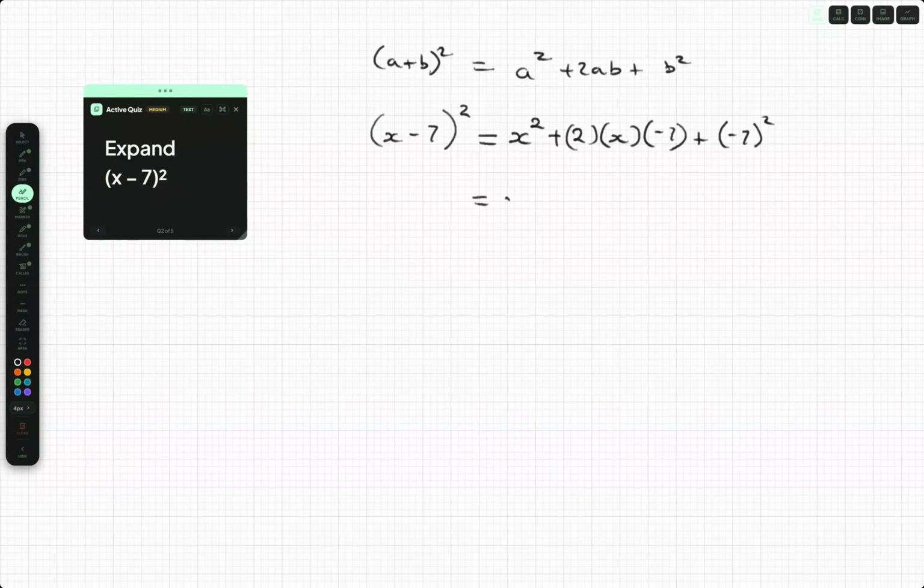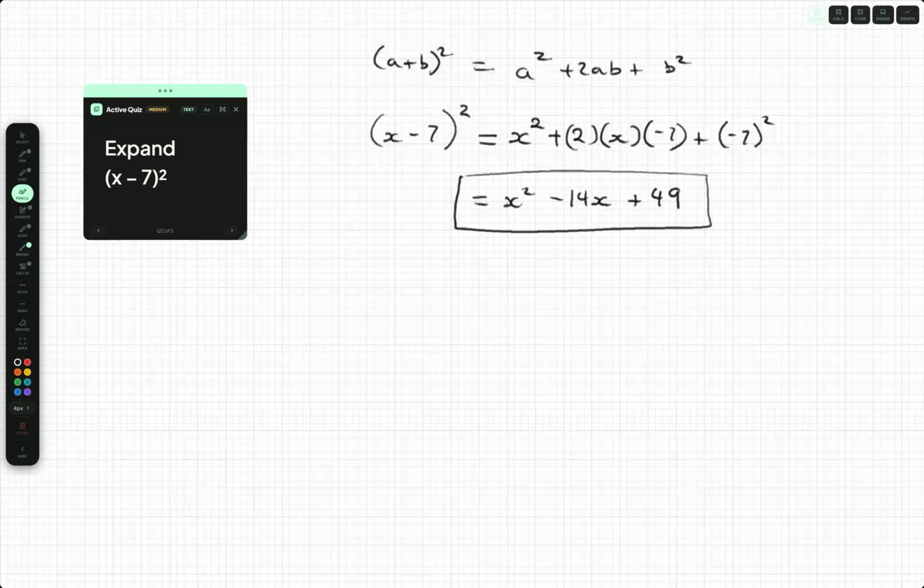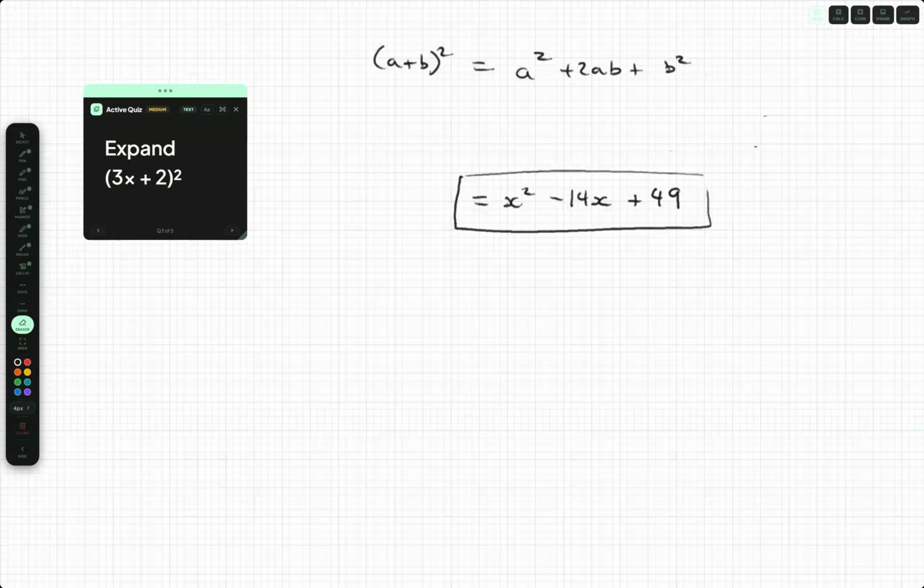Now, x squared is really easy. Two groups of negative 7 is going to be negative 14x, right? And then negative 7 squared is going to be 49. So we've gotten to our answer very quickly without having to do expansions, and that's why this can be kind of helpful to remember these formulas. Let's do our next one. I will keep that formula at the top, just so we can have it there to help us.